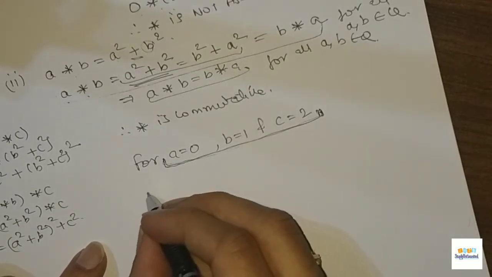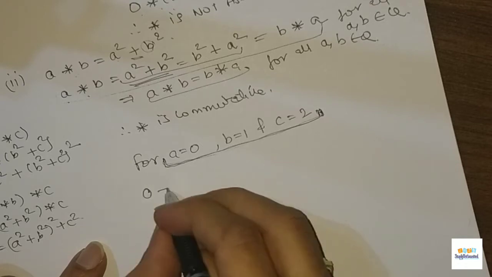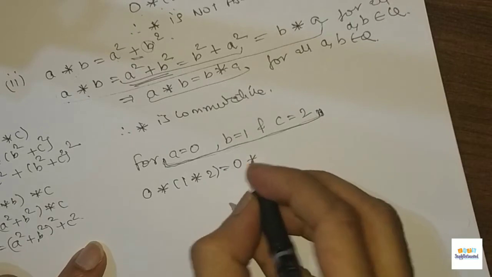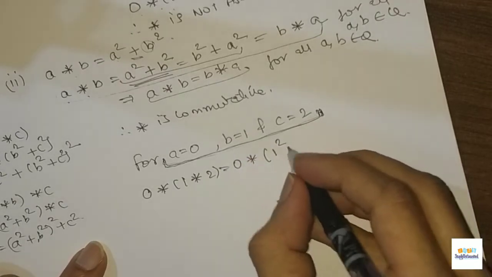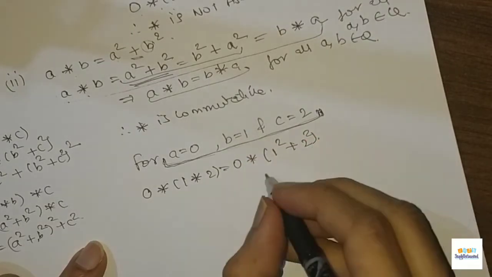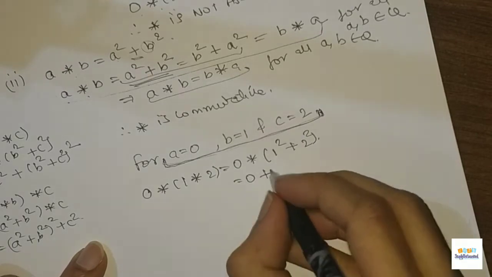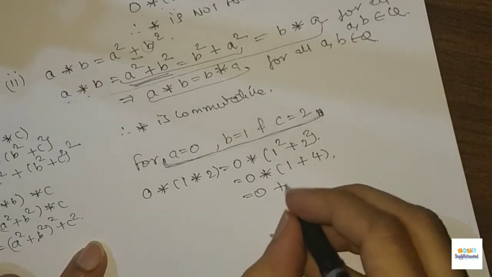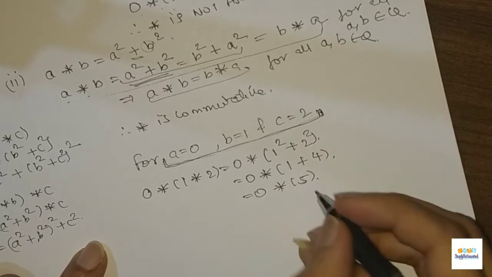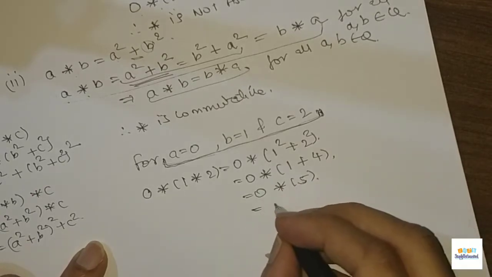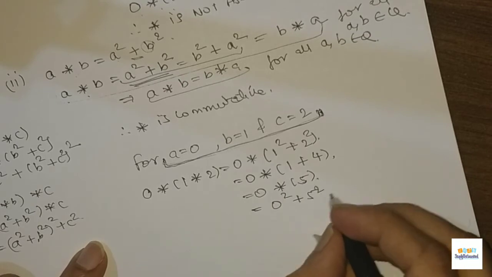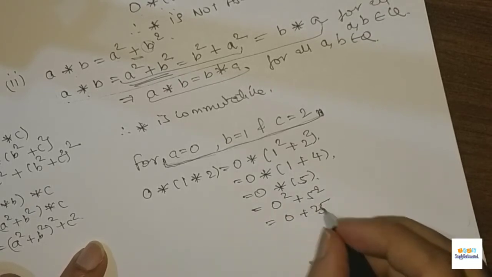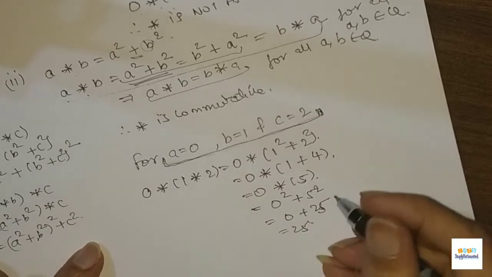So now if we check 0 star (1 star 2), what you'll get is 0 star (1 square plus 2 square), right? So this is 0 star (1 plus 4), which is 0 star 5, right? So this is nothing but 0 square plus 5 square, which is 0 plus 25, which is 25, okay, this we will get.